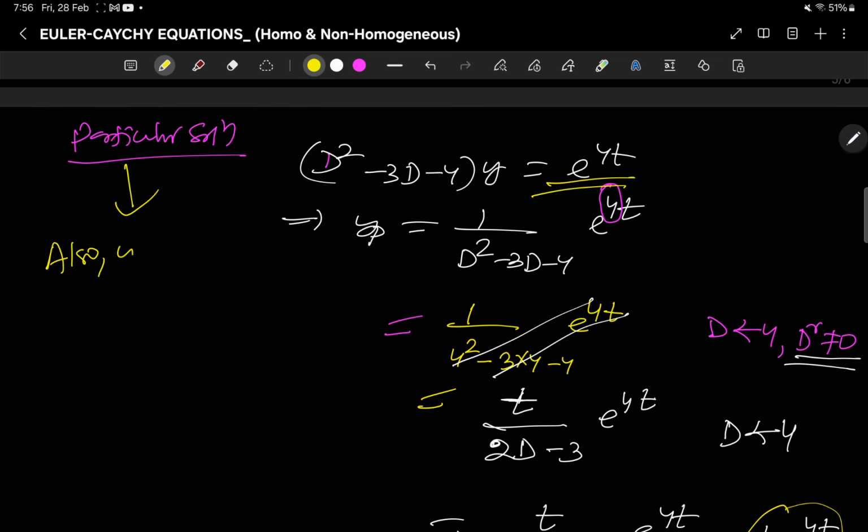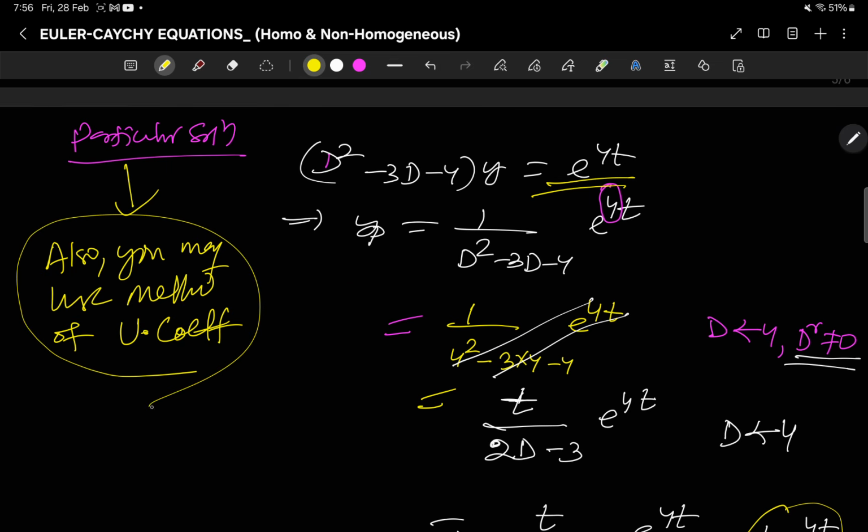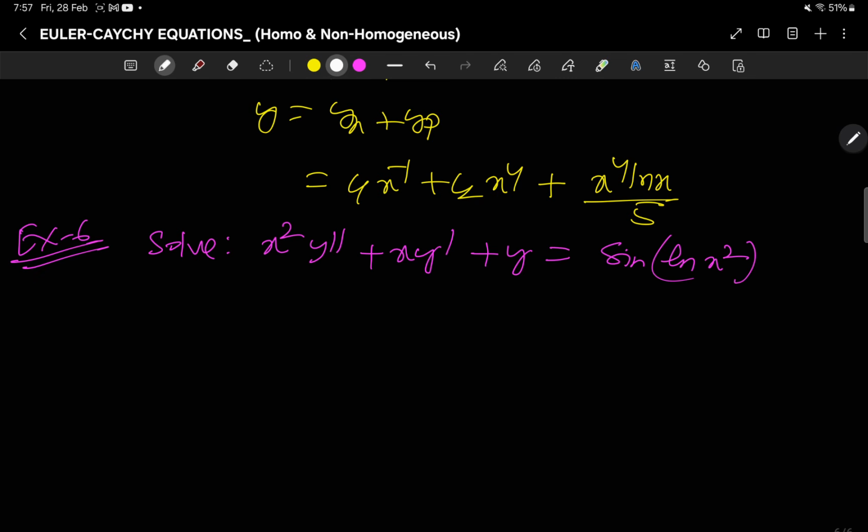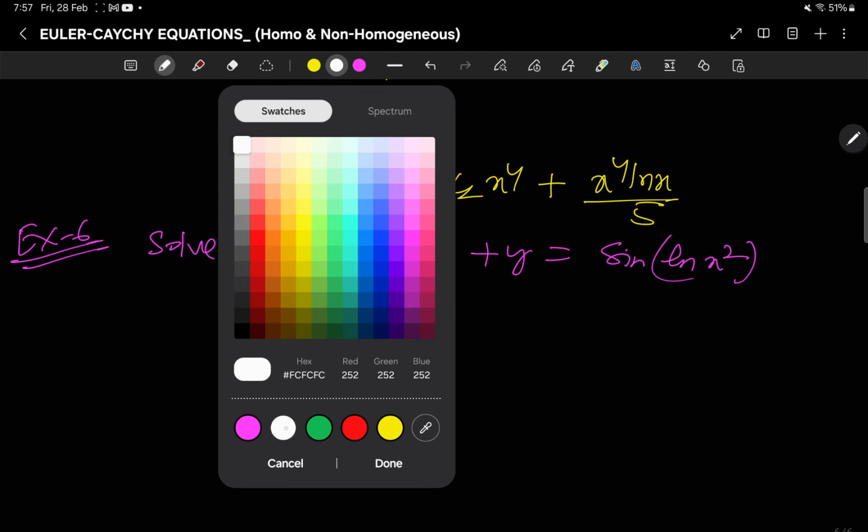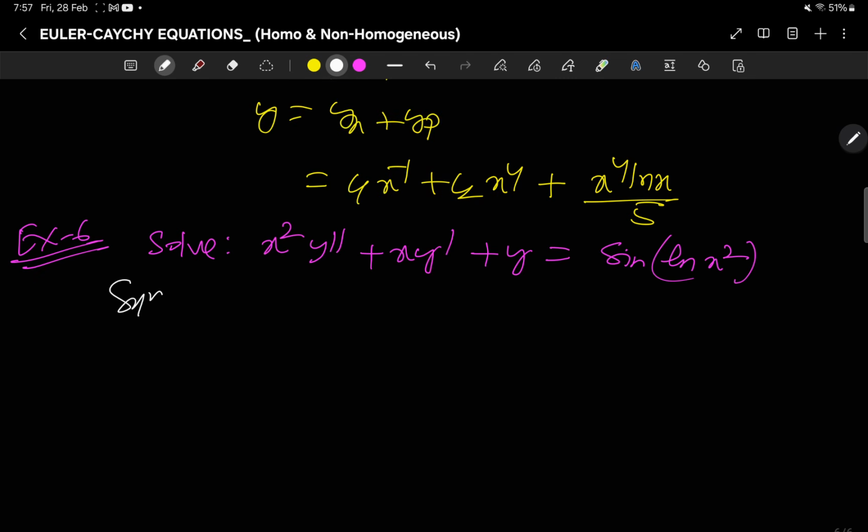Also you may use the method of undetermined coefficient, right? This can also be used. However, this operator is simple here. So now if you solve it, here put x is equal to e to the power t, which implies t is equal to log x. As usual, what are we getting?